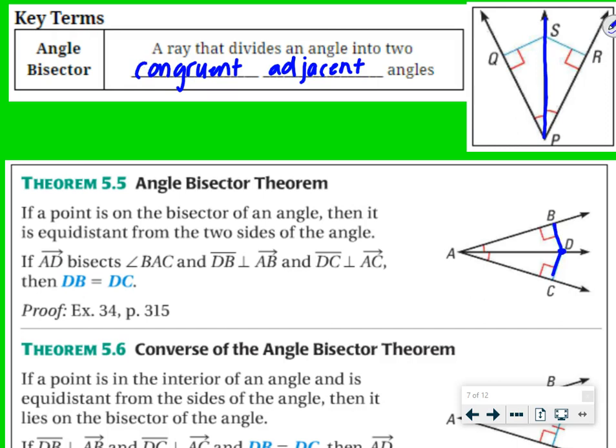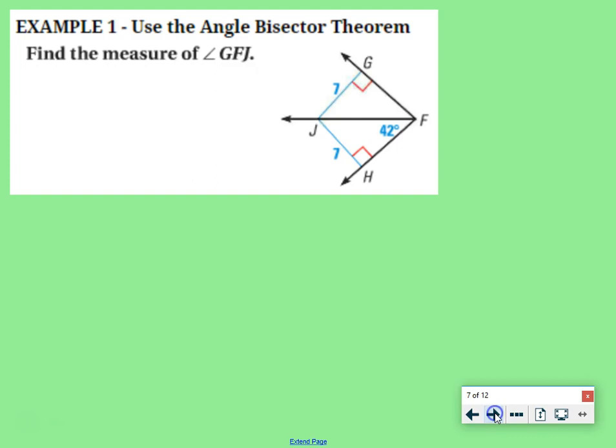So there's a point on the angle bisector, then these two segments that I just drew in blue would be equal to each other, and then the converse of the angle bisector theorem is just the reverse. It's the opposite.